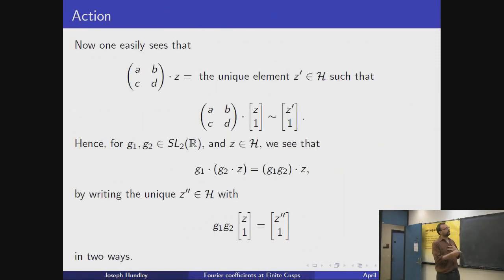And now things make a bit of sense, because if I take (z, 1) and multiply it by the matrix (a b; c d), what I get is (az + b, cz + d). But that's equivalent to (z', 1), where z' is (az + b) over (cz + d). So z' is the unique element such that these two column vectors are equivalent in projective space. And now the fact that matrix multiplication is a group action on column vectors forces the formula that we had written down earlier to be a group action.